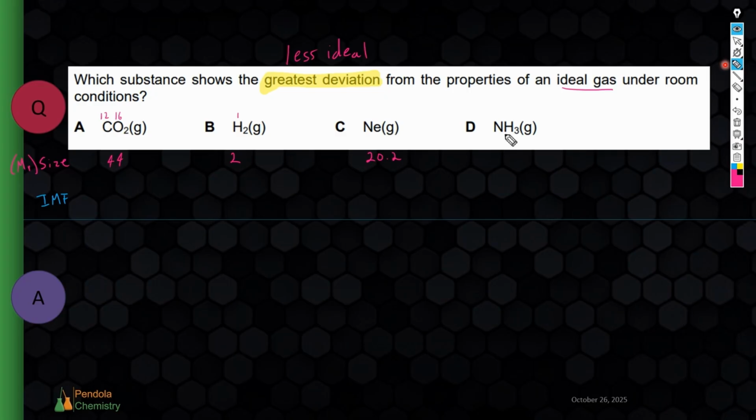And ammonia has a molar mass of, nitrogen is 14, hydrogen is 1, so 14 plus 3 is 17. So that's our first kind of look. We can just from this tell that hydrogen is probably not going to be the least ideal molecule. Now, just from looking at this, though, we cannot tell what the right answer is.